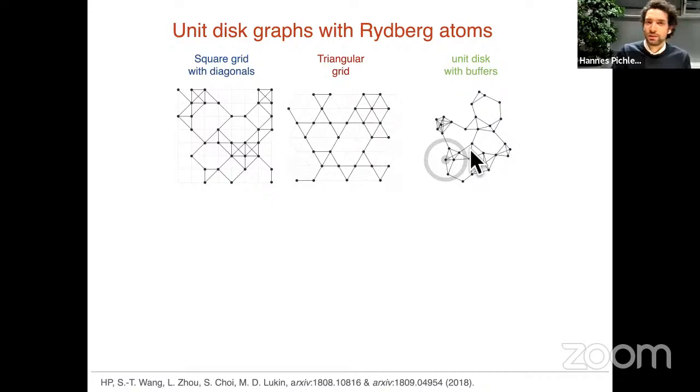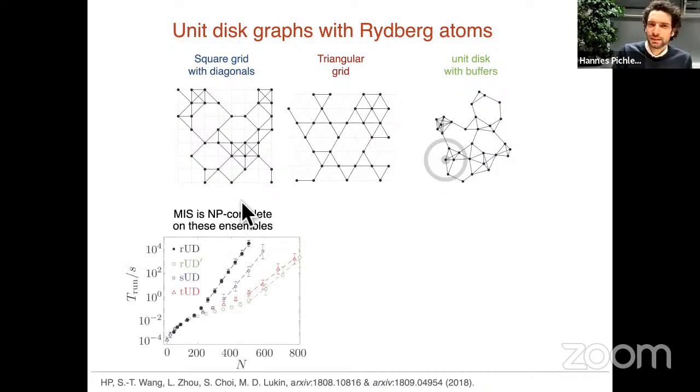Or you can use other unit disk graphs where you say, okay, maybe I don't allow vertices to be at a certain distance from each other. For example, I don't want to have vertices very close by because I cannot trap atoms in tweezers very close by. And you can ask, does this change anything? But for all of these instances, you can very easily prove that maximum independent set is still NP complete. And if you run these branch and bound algorithms, you can see that even in the average case, they always show a super polynomial scaling for classical runtimes.